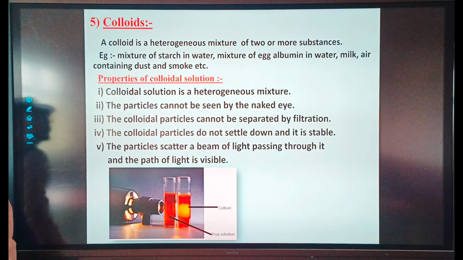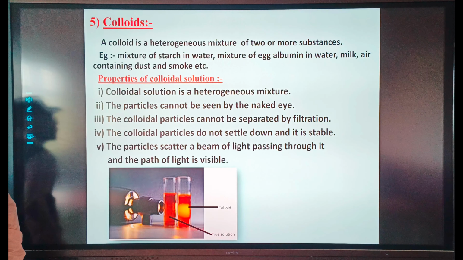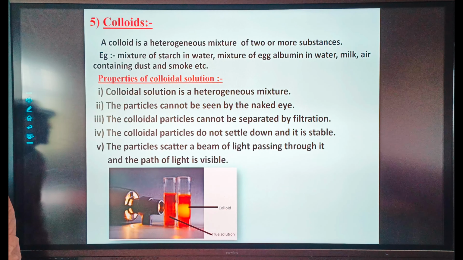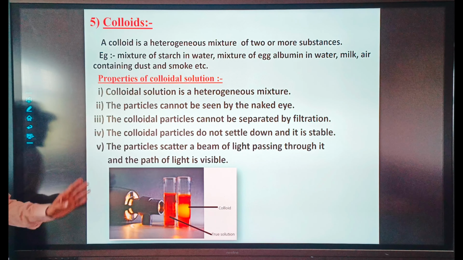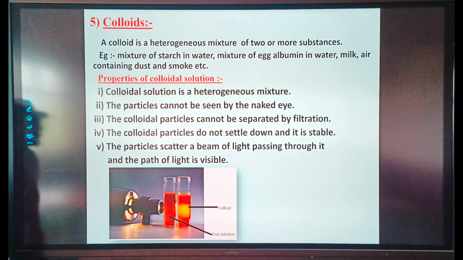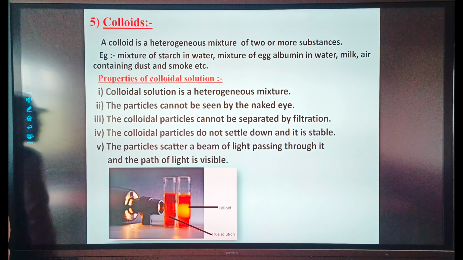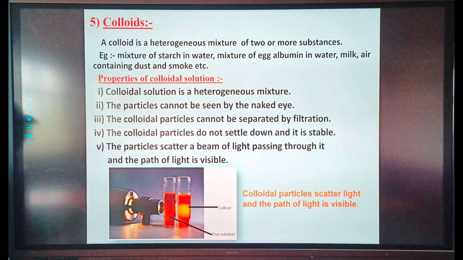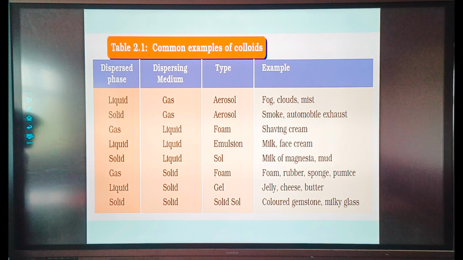We are talking about the colloids. A colloid is a heterogeneous mixture of two or more substances. देखिए, properties देखते हैं. Colloid solution is a heterogeneous mixture. The particles cannot be seen by naked eyes. The colloid particles cannot be separated by filtration. The colloid particles do not settle down and it is stable. The particles scatter. A beam of light passing through it, the path of light is visible. The common examples of colloid.